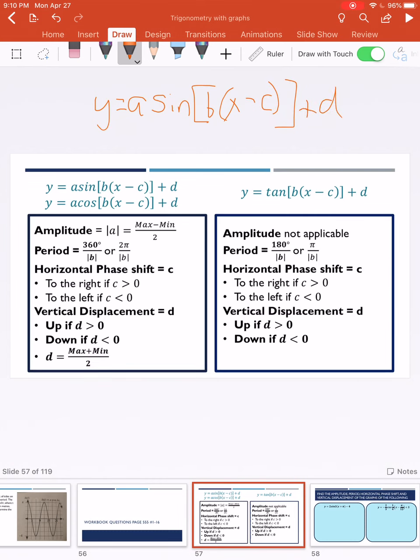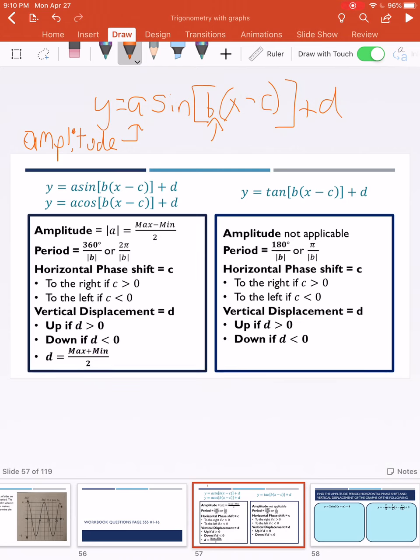Okay, so my A from transformations, you would have called it the vertical stretch. It still is a vertical stretch, but another term we use in trigonometry is amplitude. And it's the distance from the midline to the max, or from the midline to the min. Okay. B, you would have called it a horizontal stretch. It still is a horizontal stretch.